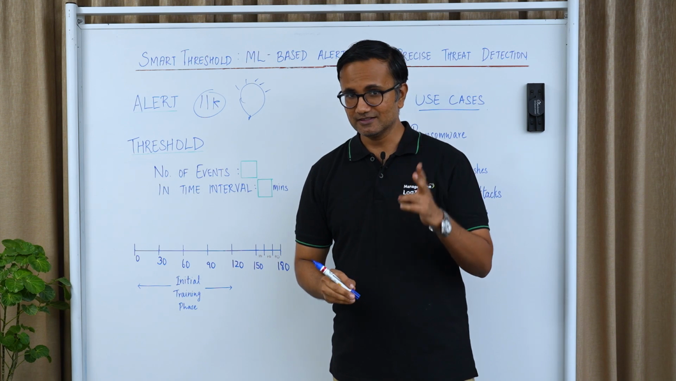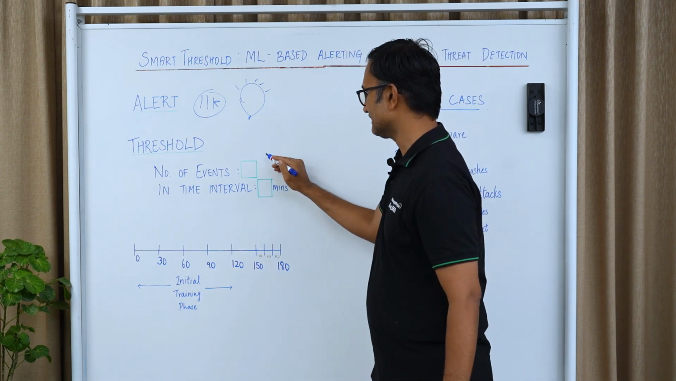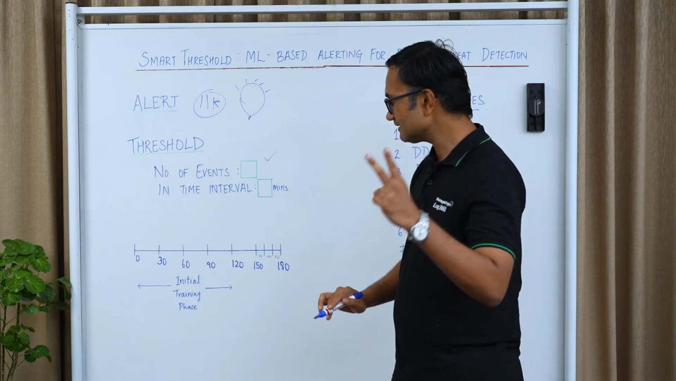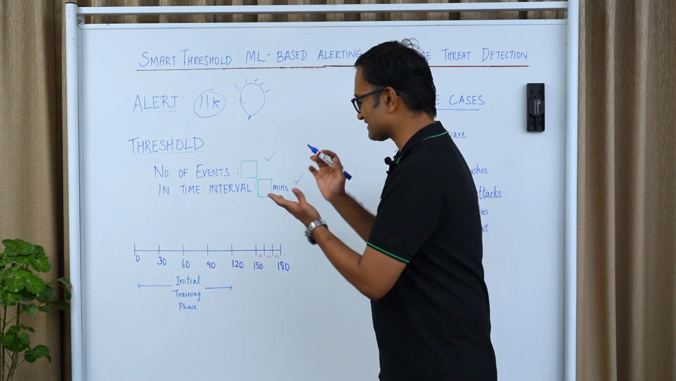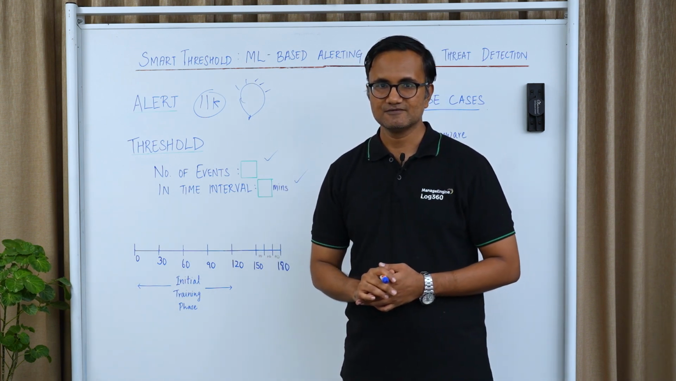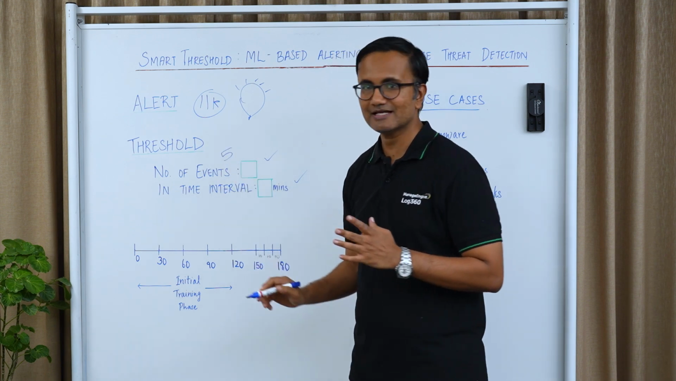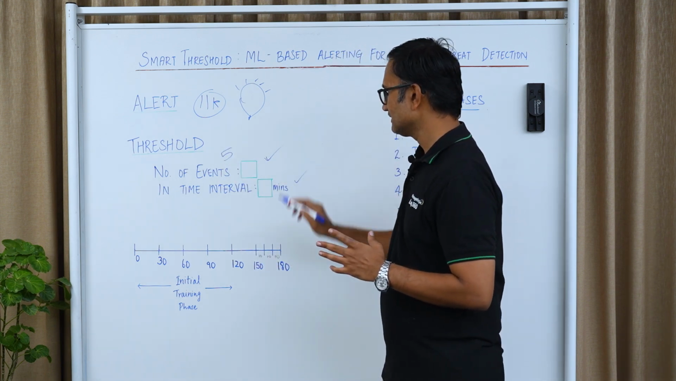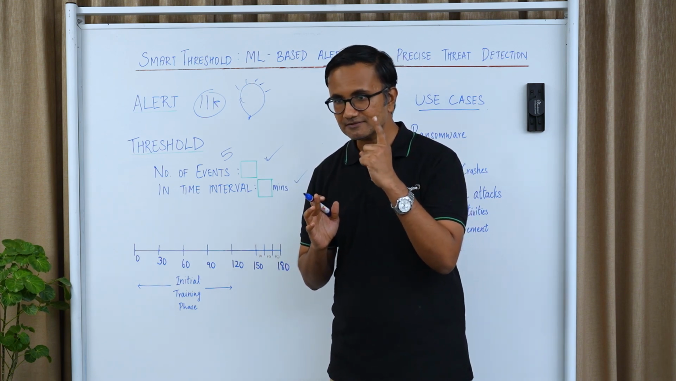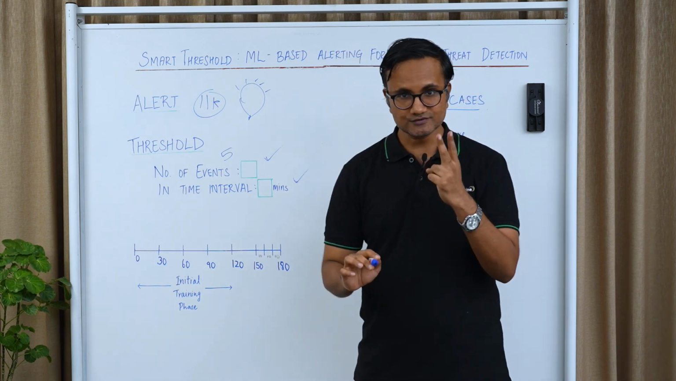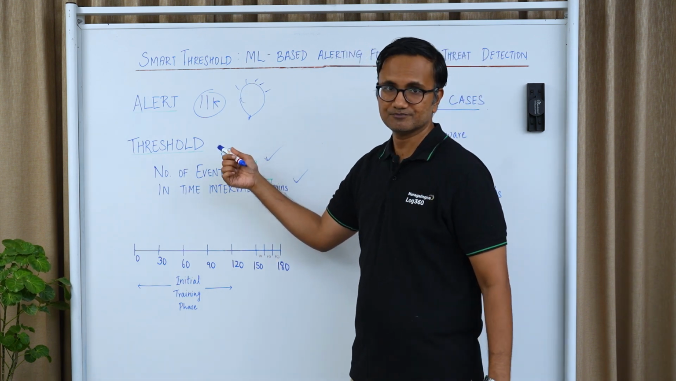Now, when it comes to alerts, for every security analyst, there are two things that they have to keep in mind. One is the number of events, and the second thing is the time interval. So I'll give you an example. Let's say that you have 5 failed logons. That number 5 right here is the number of events. And then you want to look for 5 failed logons within a minute. That 1 minute becomes the time interval.